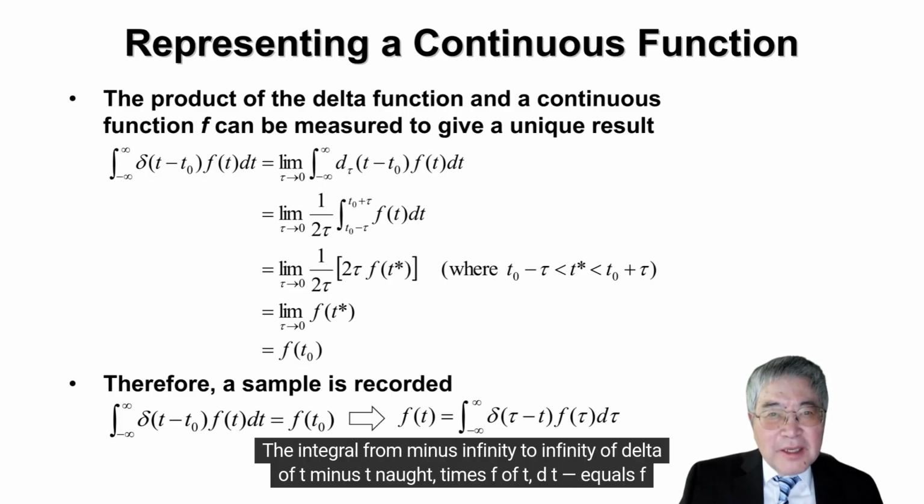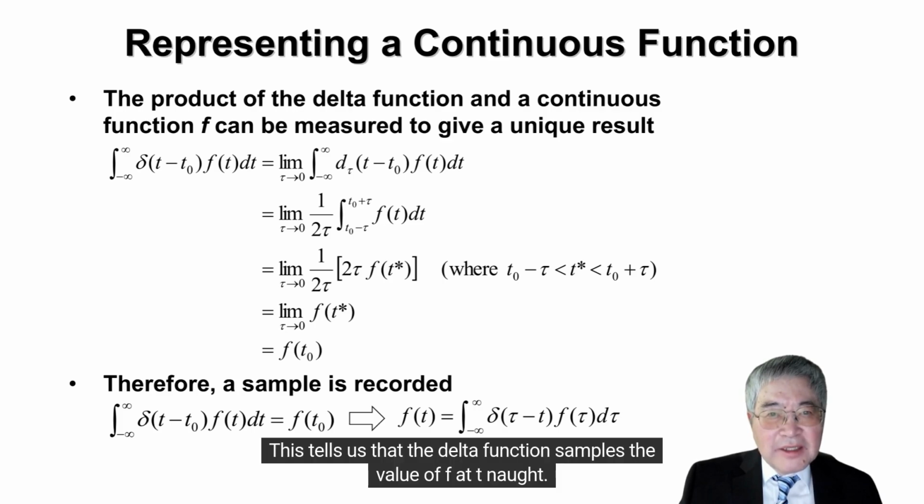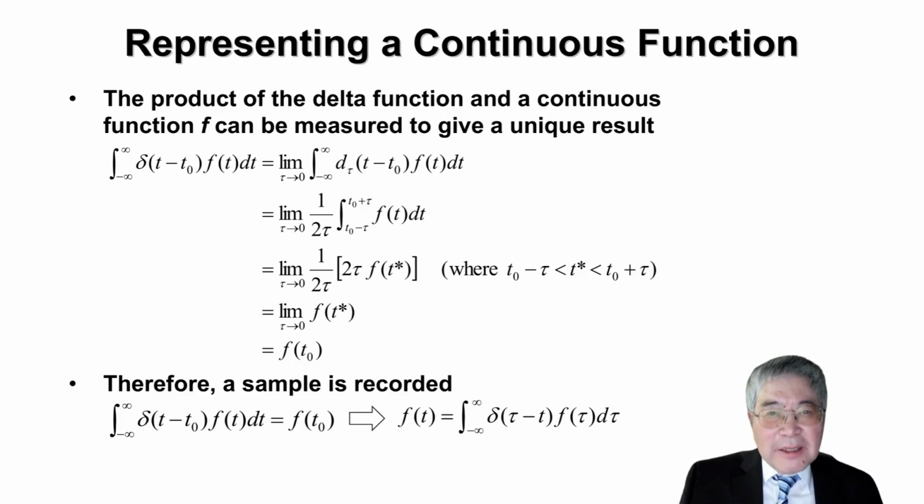Mathematically, we write the integral from minus infinity to infinity of delta of t minus t naught times f of t dt equals f of t naught. This tells us that the delta function samples the value of f at t naught. It picks out that one value and ignores everything else.